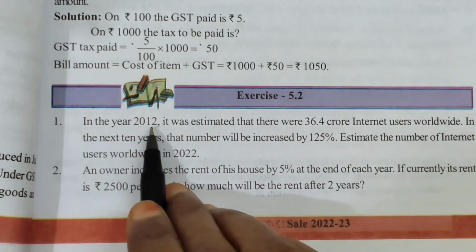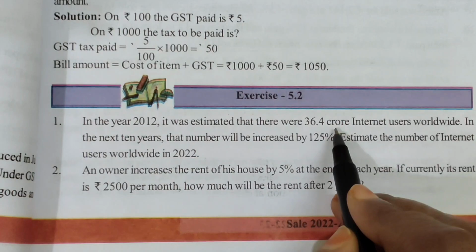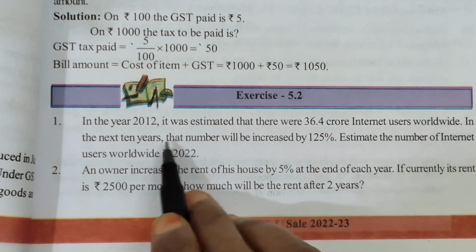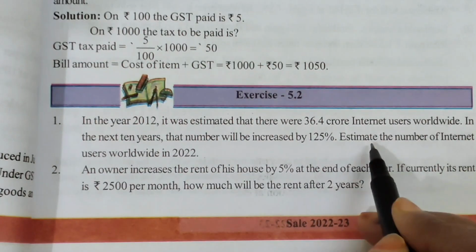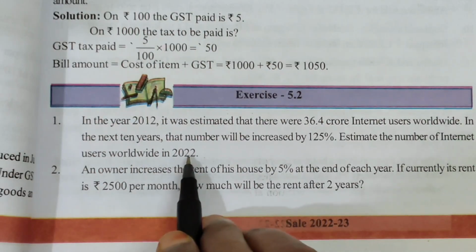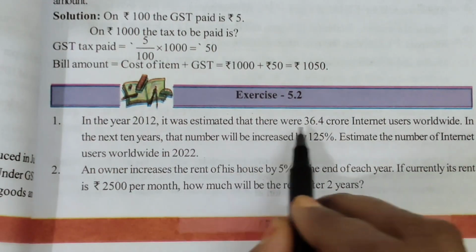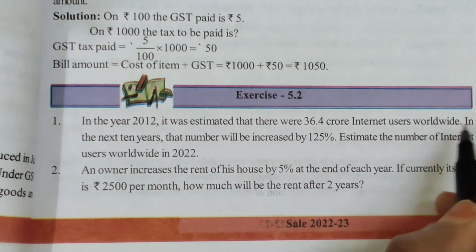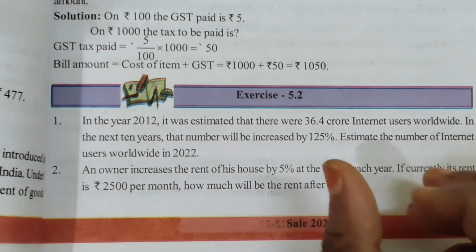In the year 2012, it was estimated that there were 36.4 crore internet users worldwide. In the next 10 years, that number will be increased by 125%. Estimate the number of internet users worldwide in 2022. Presently there are 36.4 crore internet users worldwide, and it is increased by 125%. So here we find that value.